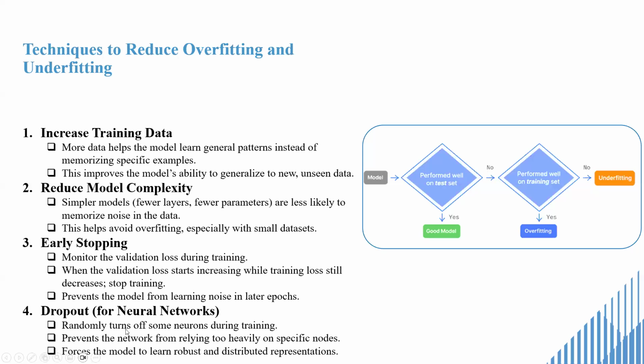Dropout randomly turns off some neurons during training, so you can just take out some neurons randomly. It prevents the network from relying too heavily on specific neurons and forces the model to learn robust and distributed representations. So you can use these techniques for overfitting.